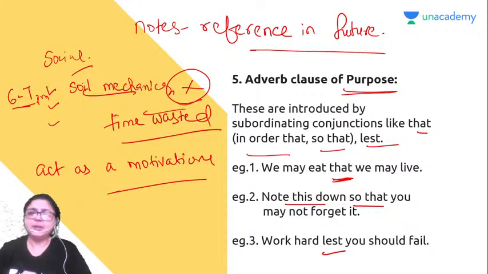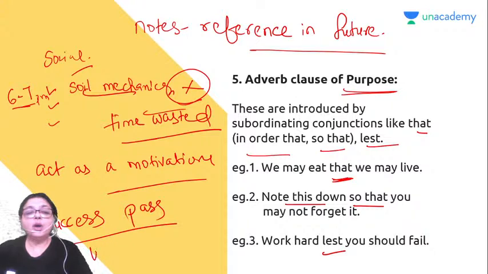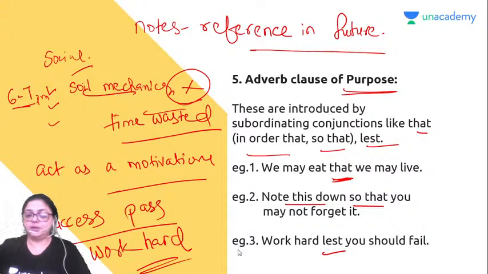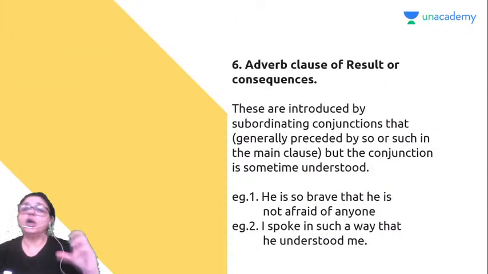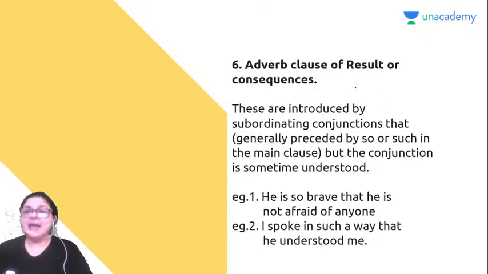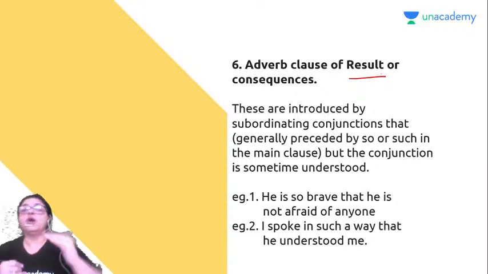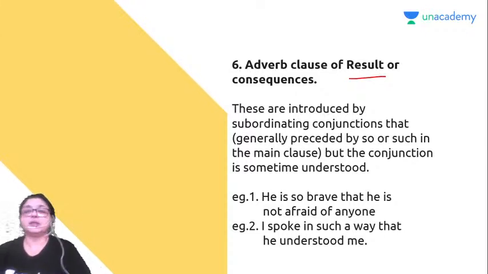Yes, that always happens. So to get success or pass, all of us need to work hard. Work hard is very important. Now, adverb clause of result or consequences. So we have done time, we have done place, we have done manner, we have done reason. And now what are we doing? Purpose. Now we are doing the result. Now, the clause of result or consequences.